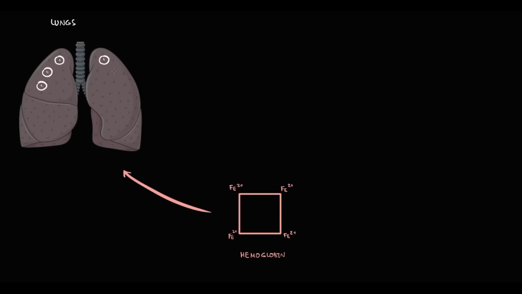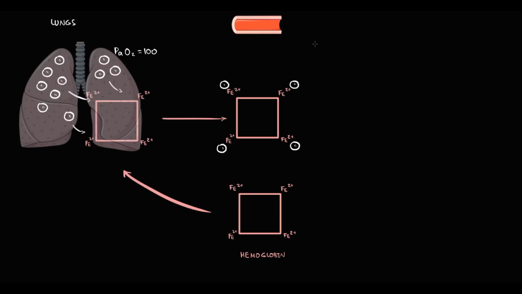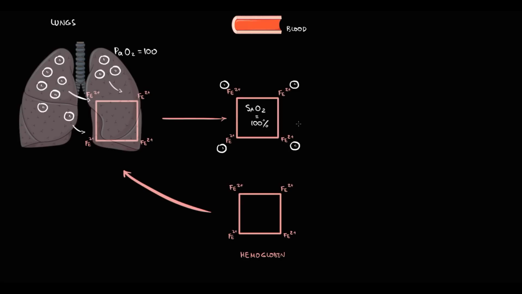To pick up oxygen, hemoglobin goes into the lungs. In the lungs, with inhalation, a lot of oxygen molecules come to the alveoli. The concentration of oxygen molecules is described by the partial pressure of oxygen. In the lungs, the partial pressure of oxygen is 100, which is huge. This high partial pressure of oxygen enables hemoglobin to bind 4 oxygen molecules. With these 4 oxygen molecules, hemoglobin enters the blood. And hemoglobin where every iron has oxygen, we call 100% saturated hemoglobin.